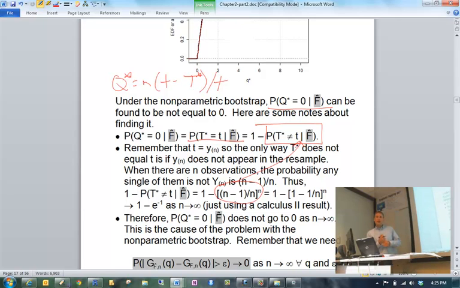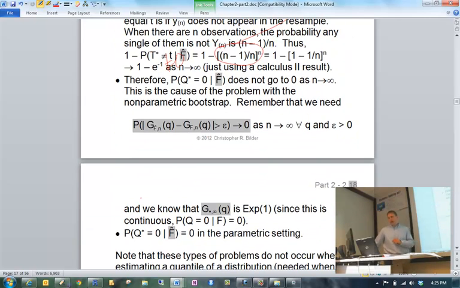Well, what happens as n goes to infinity? We get 1 minus e to the negative 1. That is obviously not equal to 0, and thus the bootstrap is not working. I guess, again for emphasis with this additional bullet here, I just remind you that we know this sampling distribution is an exponential 1 as n goes to infinity. And so what's happening here is that we're not having this part.